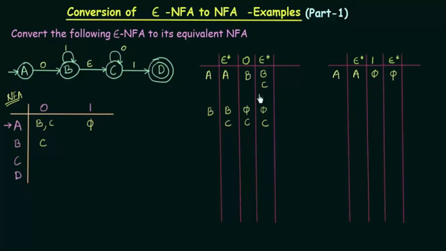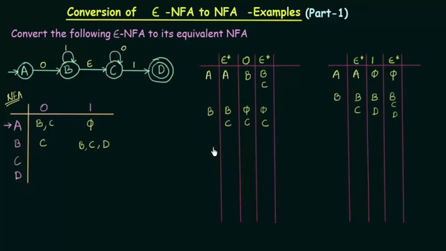Now let's do the same for input 1 for state B. Epsilon closure of B is B and C, and B on input 1 goes to B itself, and C on input 1 goes to D. Now the epsilon closure of B is B and C, and then the epsilon closure of D is only D. So at the end we are getting states B, C, D. So B on input 1 will go to states B, C and D.